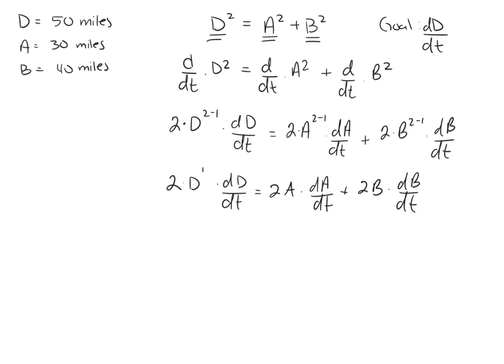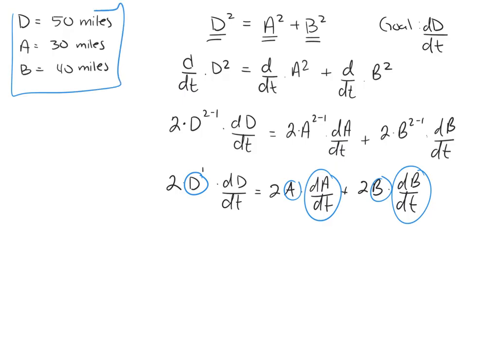Okay, now remember from the previous slide, we know the values of dA/dt and dB/dt. We know those values. We also know the values of D, A, and B. They're up here. So what we're going to do now is just use substitution, and then our goal is to solve for dD/dt. All right, let's do the substitution. So when D is 50, I don't know what the derivative of the distance is with relationship to time. So let's leave that alone. And then I've got 2 times A, which is 30.